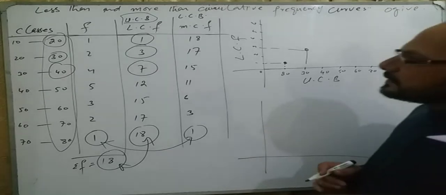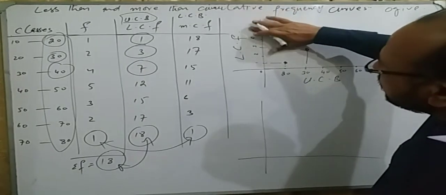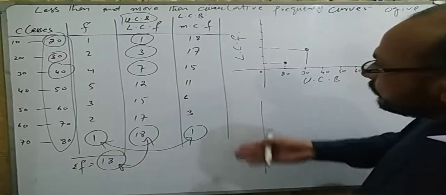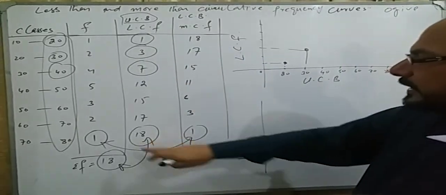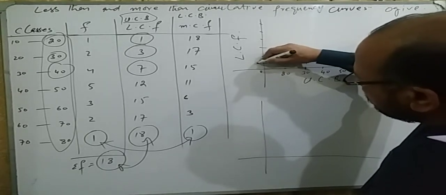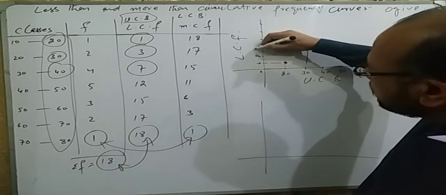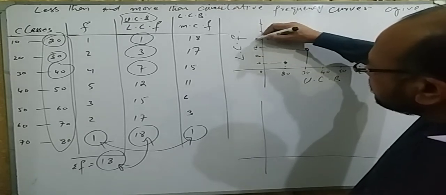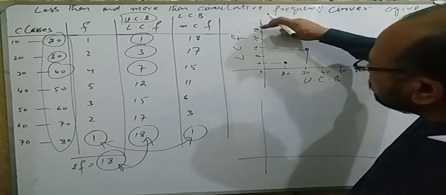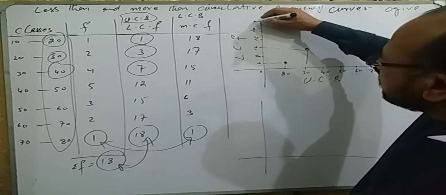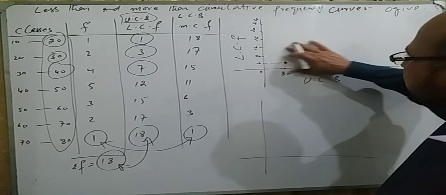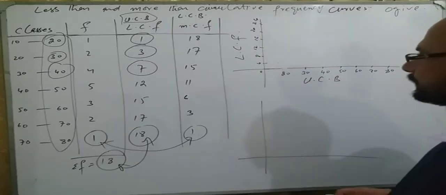Here we made a mistake: you need to draw the cumulative frequency, because we have to draw the cumulative frequency. The highest value of the cumulative frequency is 18, so you need to accommodate 18. So if we start from 4, then 8, then 12, then 16, then 18, then 20, then 24, like this. We take 4 as the gap between two elements.